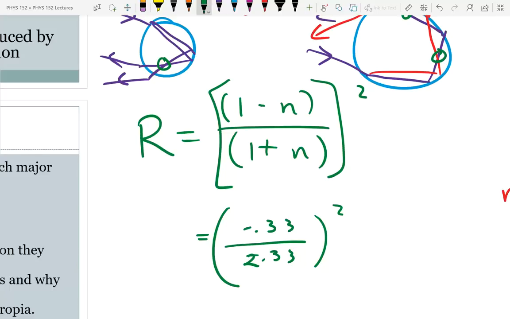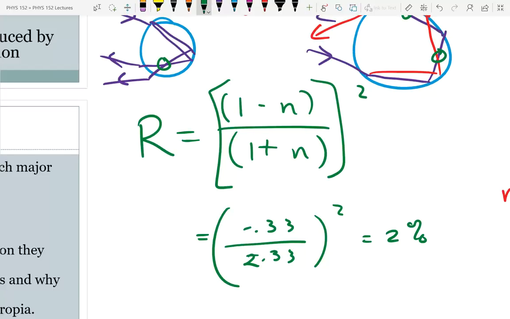Let's just calculate real quick to see. That squared is 2%. So for water, it's only about 2% of the light that's getting reflected. So you're not seeing bright light from the rainbow. If it was 80%, you would have really bright rainbows.